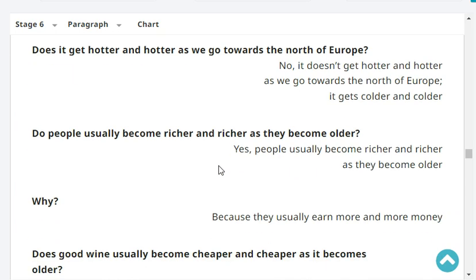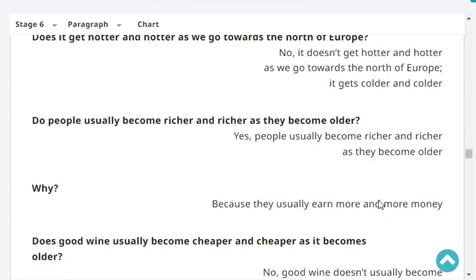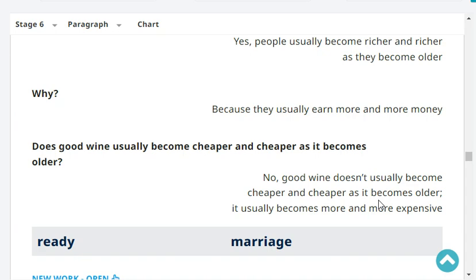Do people usually become richer and richer as they become older? Yes, people usually become richer and richer as they become older. Why? Because they usually earn more and more money. Right?